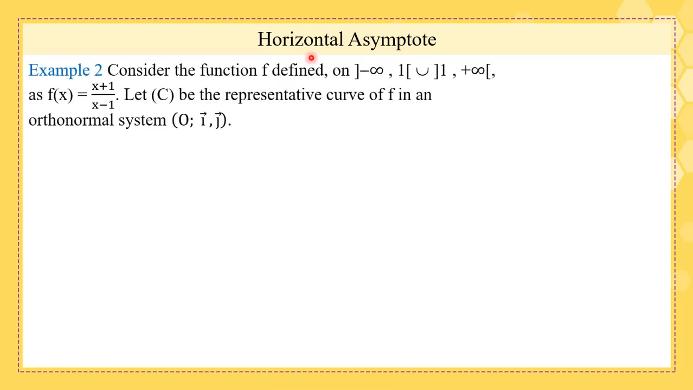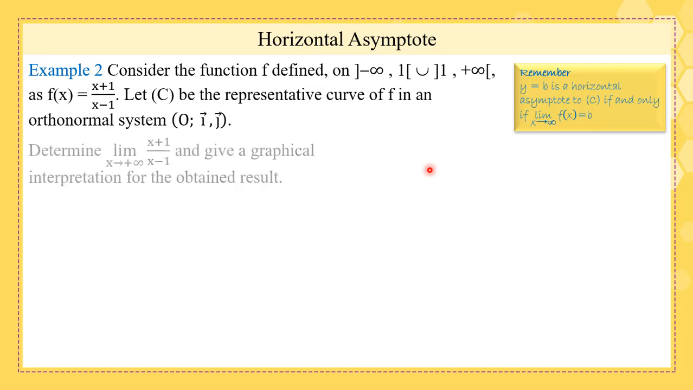Now let's see some applications about the horizontal asymptote. We have a function, C is its curve. Remember, y equals b is a horizontal asymptote if and only if the limit as x tends to infinity is b. The question is to determine the limit as x tends to plus infinity of the function and give a graphical interpretation for the obtained result.